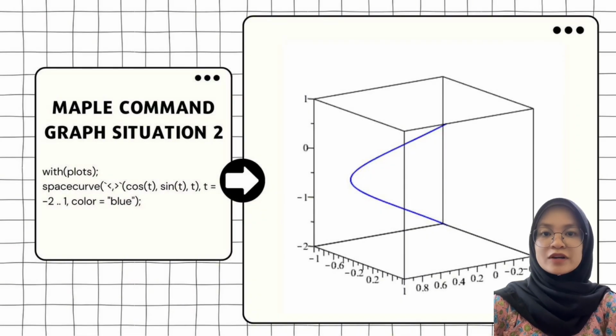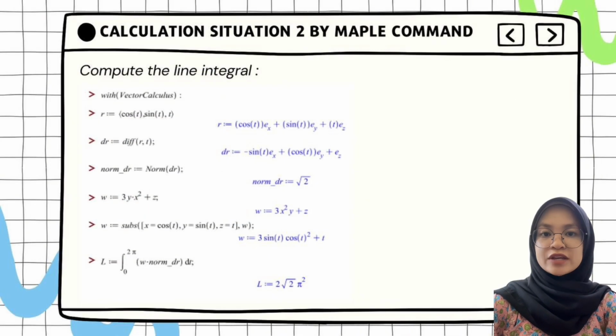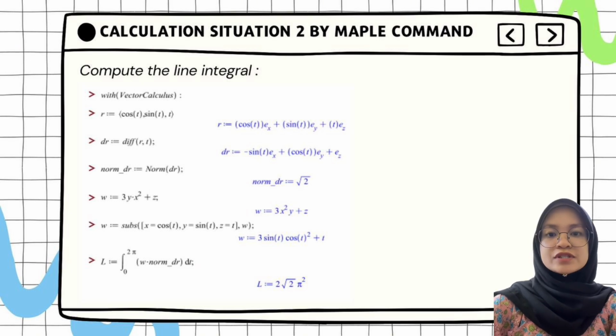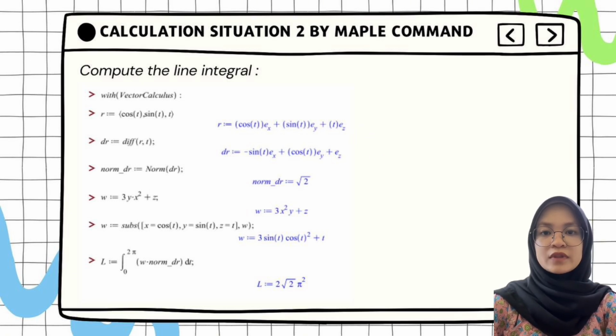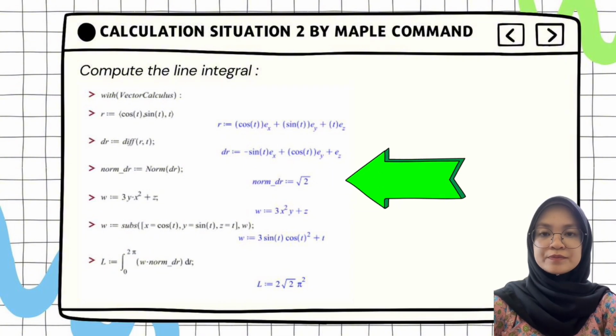Moving on to the Maple command for situation 2. Firstly, we plot the graph. As you can see here is the output of the graph after we plot it using Maple. Next we do the calculation. First of all, we must declare the function r(t), which is cos t, sin t, and t. Then we differentiate it. Secondly, we must find the differential arc length using norm_dr equals Norm(dr), which will produce an output of square root of 2.